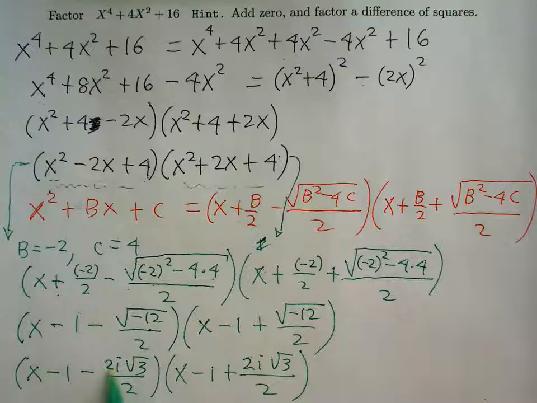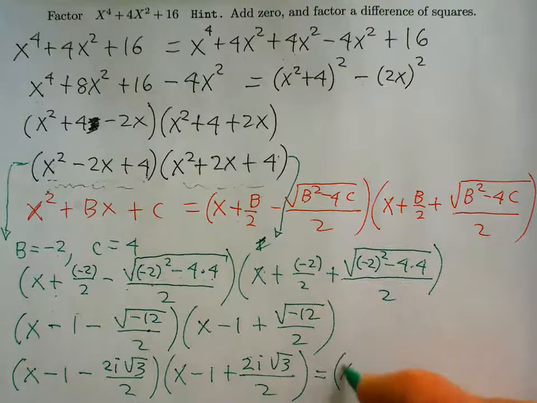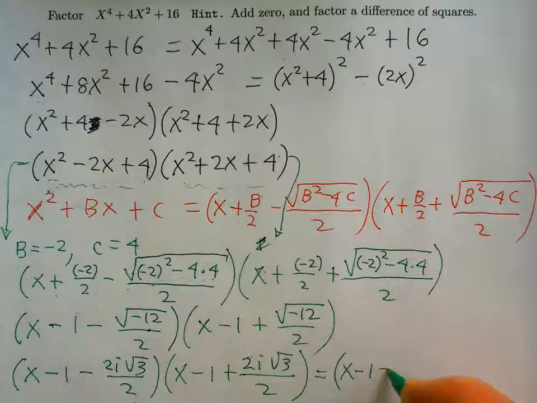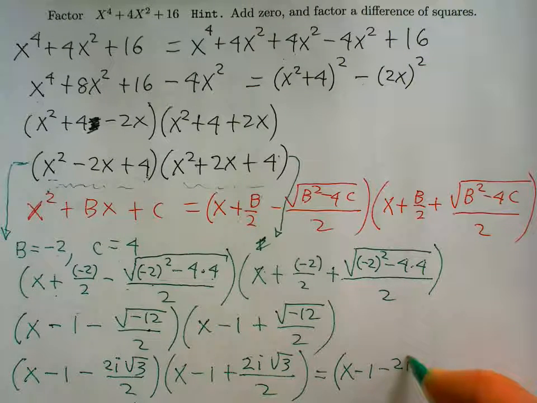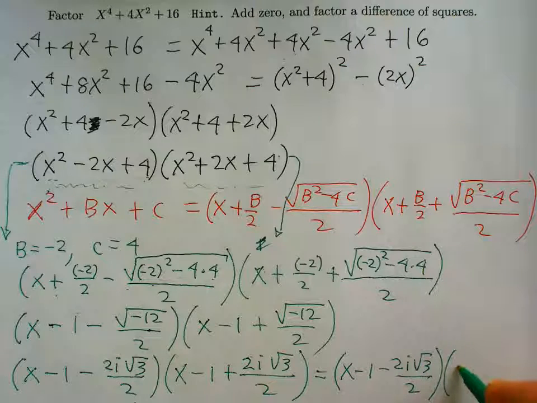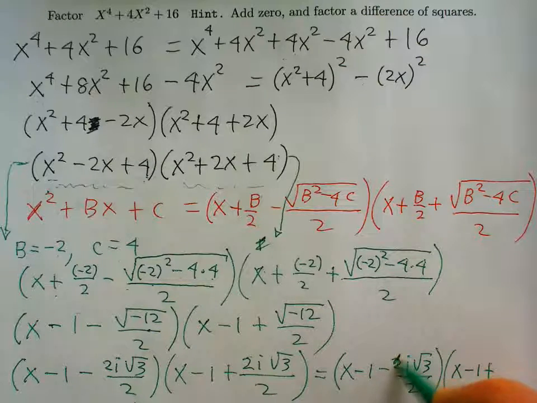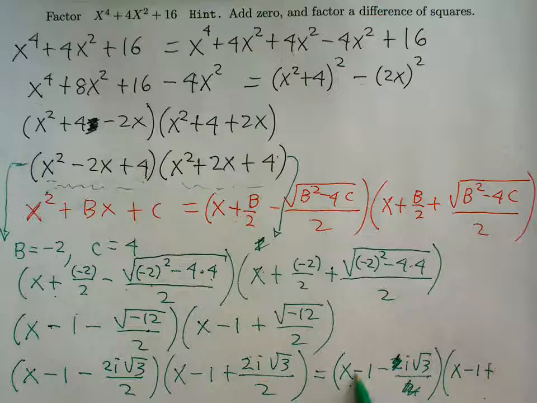And 2 over 2 is 1, so we'll simplify a little bit more. I was supposed to cancel the factors of 2. So we have x minus 1 minus i times the square root of 3. And then the other one is x minus 1 plus i times the square root of 3.